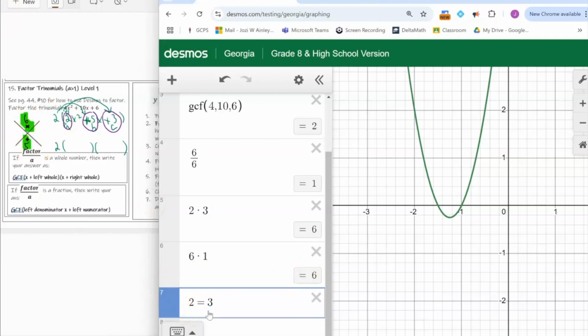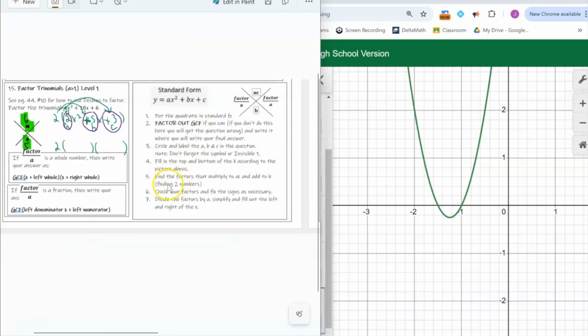So I'm going to put plus. Okay, I need them to be 5. Oh, look at that. The first one, 2 plus 3, gives me 5. So 2 times 3 is 6, and 2 plus 3 gives me 5. So that actually works. The factors that multiply to 6 and add to 5 are 2 and 3. So my factors are 2 and 3 because 2 times 3 is 6 and 2 plus 3 is 5.